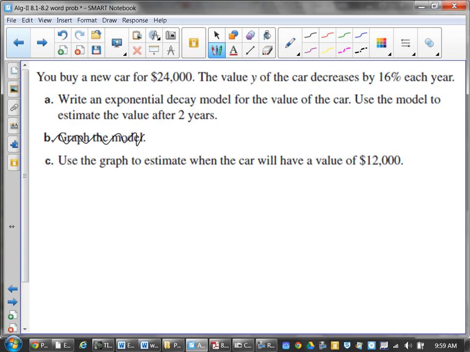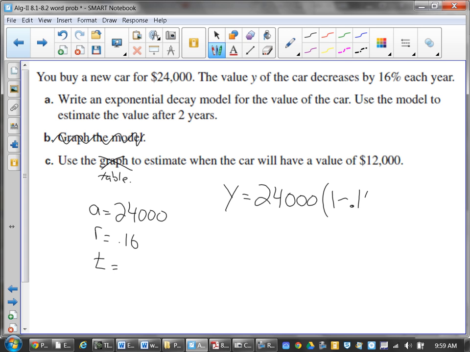So let's use the calculator to, instead of the graph, use the table. If my initial amount was 24 grand and I'm depreciating at 16% a year, what's my model going to look like? Well, what's your A amount? 24. What is your rate? 0.16. And our time, well, we don't know. So we write out our model: y equals our initial amount, 24 grand, times 1 minus our rate, to the t.